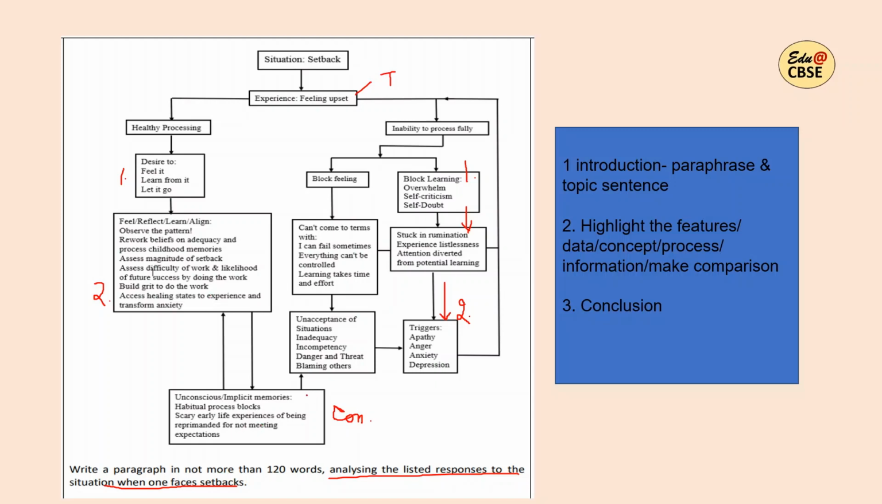But in this case, this blocking that occurs in between, it can again lead to unacceptance of situation, inadequacy, incompetency, danger, and threat, and blaming others. So this again I'll be using in conclusion, this point. And this we have to write in 120 words.